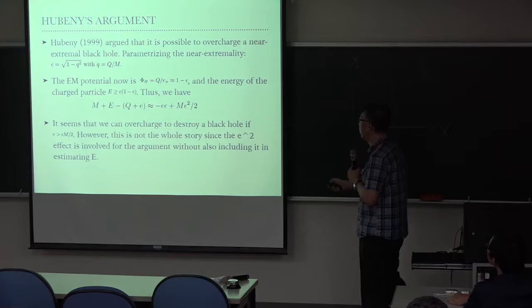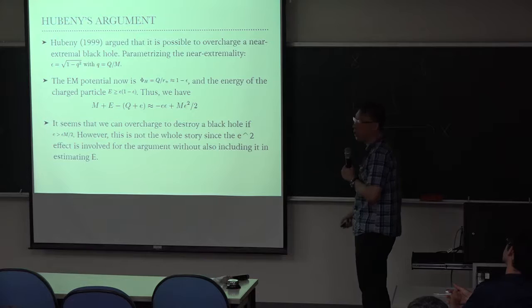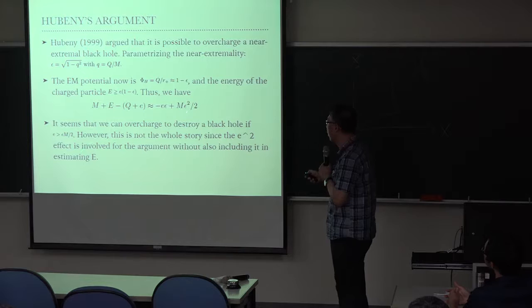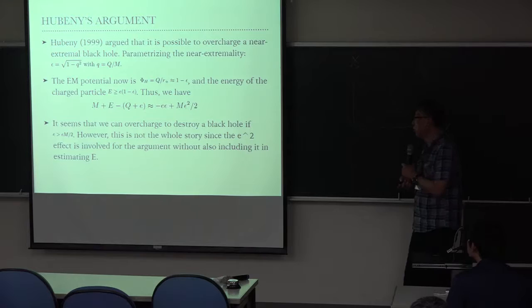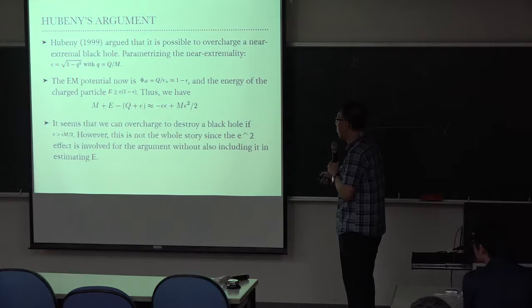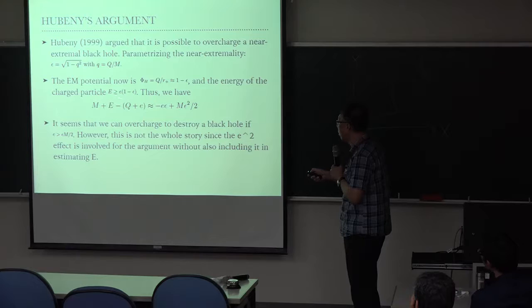So basically, we see that if epsilon is large enough, then I can turn this quantity negative. If the charge is large enough, we can turn this quantity negative, then we can violate the cosmic censorship. However, this is not true because it's not consistent to do this kind of argument at this order of estimation. Because here Hubeny is trying to argue that he's doing first-order perturbation. But we see that actually the second-order term appears, because even here you have a first-order charge appearing.